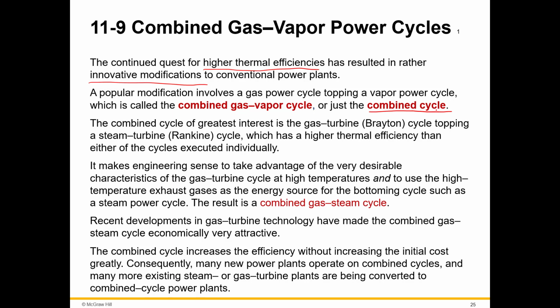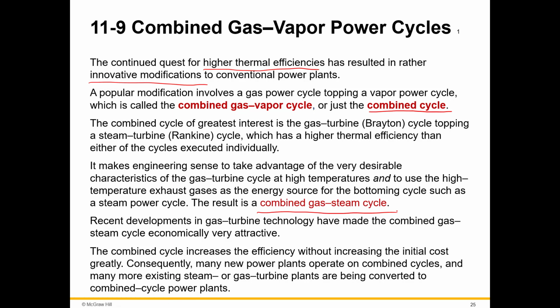So those two together do produce a higher thermal efficiency than either of the two separately, which is not always the case, right? It makes engineering sense to take advantage of very desirable characteristics of the gas turbine cycle at high temperatures, and also to use the high temperature exhaust gases as the energy source of the bottoming cycle, such as a steam power cycle. The result is the combined gas steam cycle.